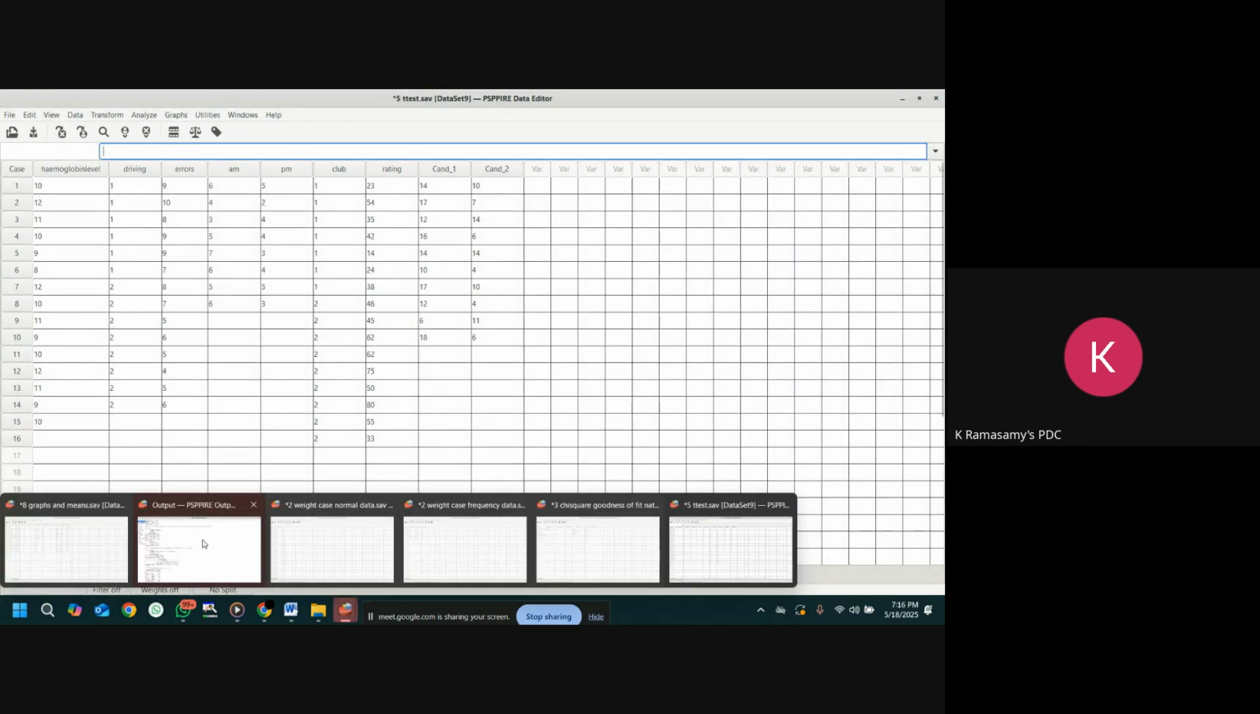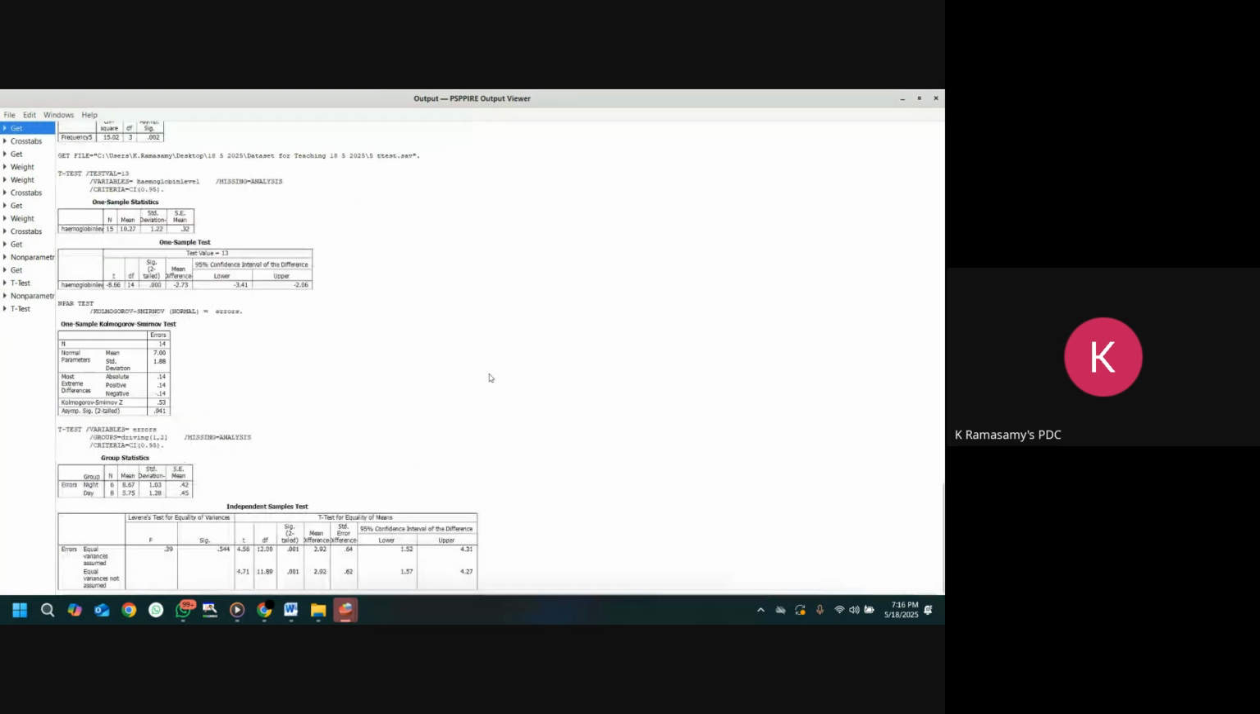You get the results now. I go to the output window. You can see here, first they show statistics. Nighttime, 6 respondents. Mean errors, the mean for the accidents they committed, is 8.567 for nighttime drivers. Daytime drivers, 5.75. Just by seeing this, we can understand there is a difference between the accidents committed by nighttime drivers and daytime drivers. Nighttime drivers are committing more accidents than daytime drivers.